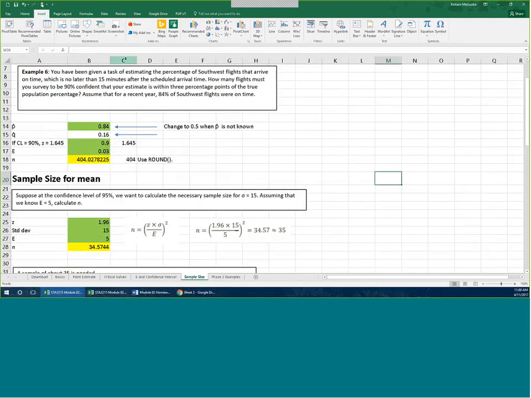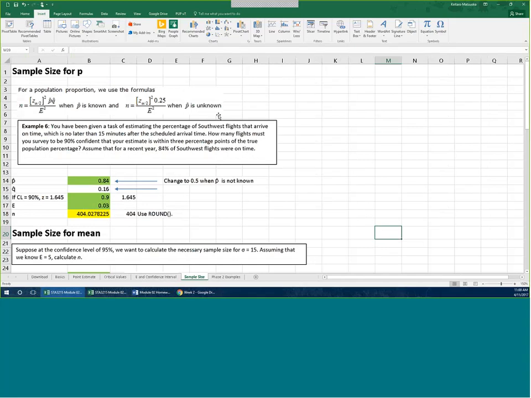Okay. So here's an example. Here's the sample size you need for the proportion, and the formula is this when p-hat is known. If you don't know p-hat, you use this formula right here. So let's apply this to figure out n.